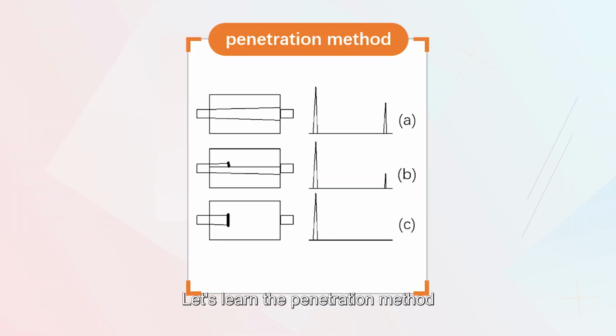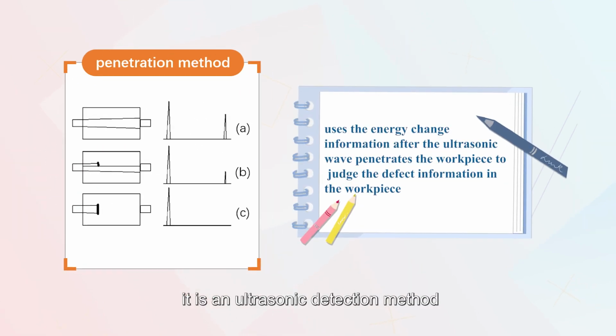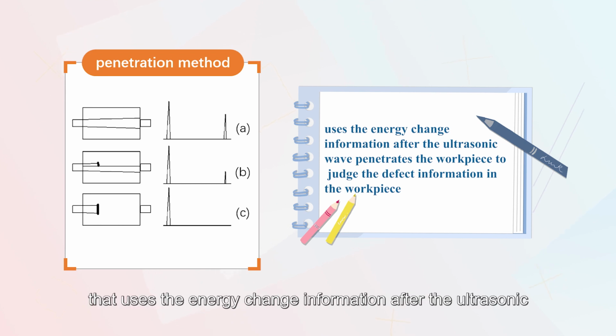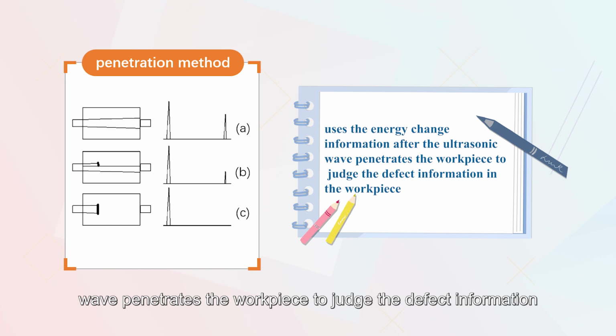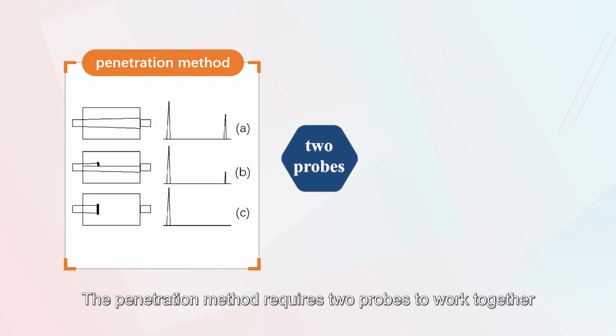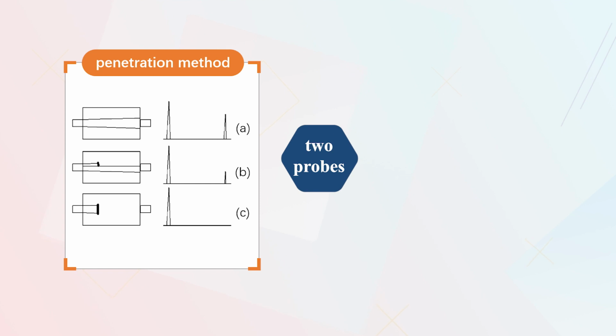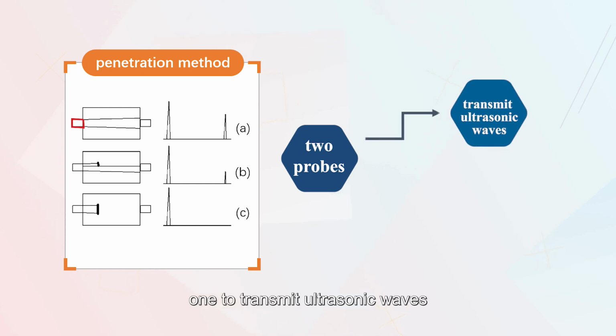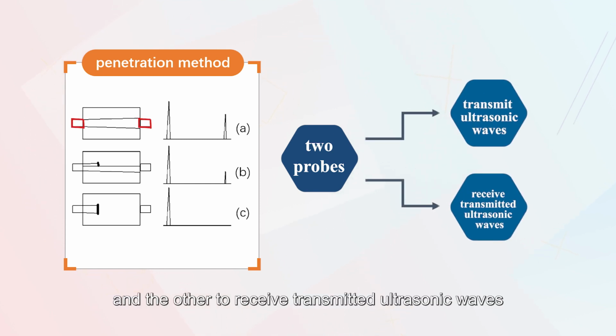Let's learn the penetration method. It is an ultrasonic detection method that uses the energy change information after the ultrasonic wave penetrates the workpiece to judge the defect information in the workpiece. The penetration method requires two probes to work together, one to transmit ultrasonic waves and the other to receive transmitted ultrasonic waves.